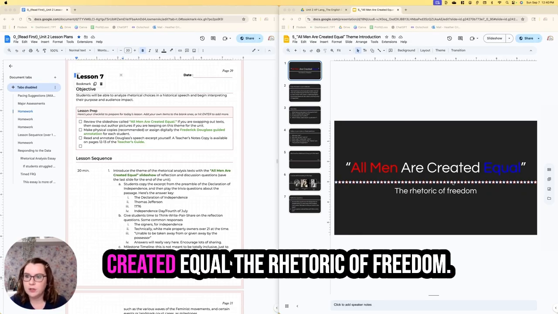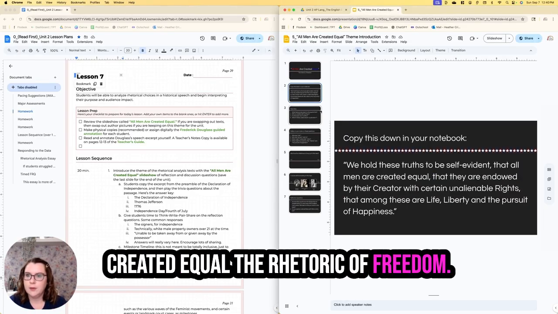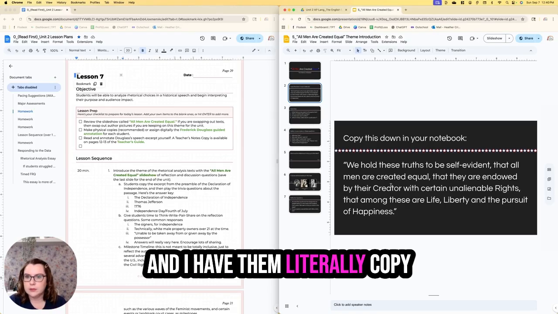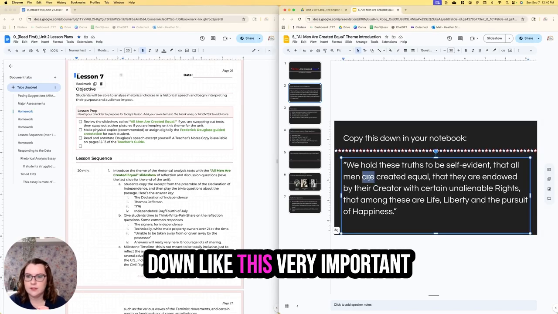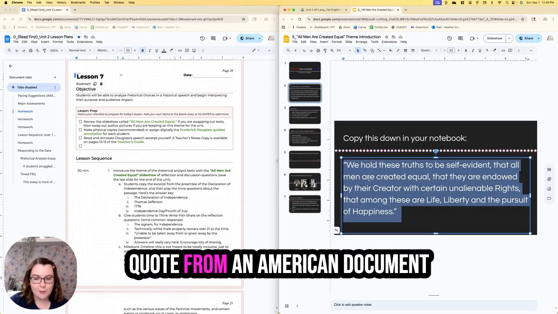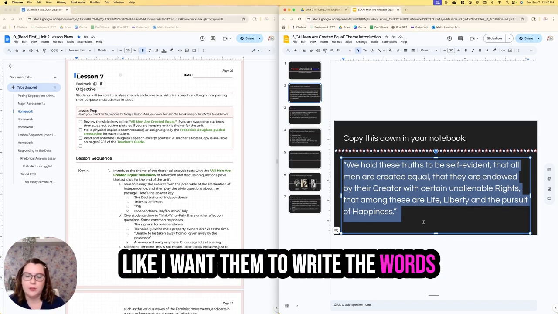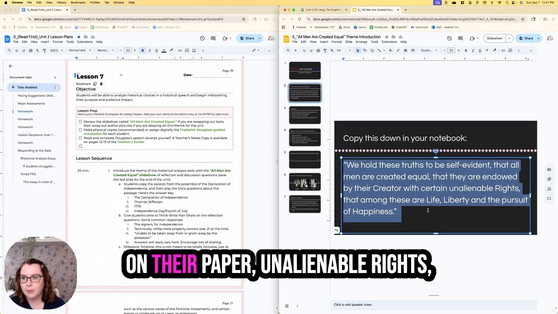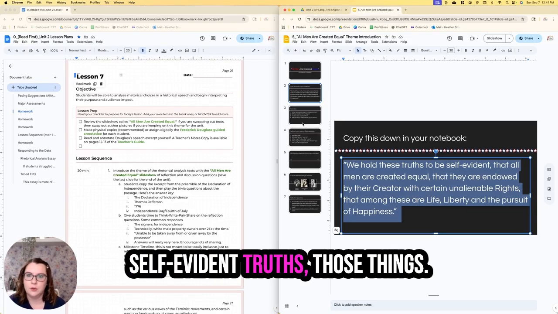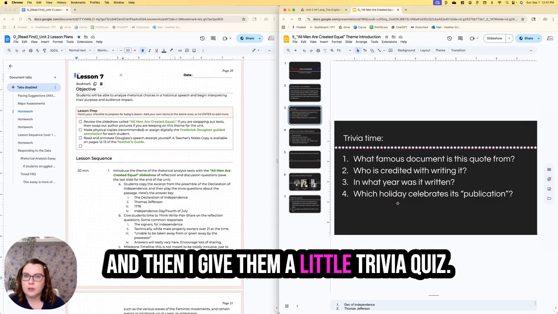I call it All Men Are Created Equal, the Rhetoric of Freedom. I have them literally copy down this very important quote from an American document into their notebook. I want them to write the words, hear them in their head, see them on their paper: unalienable rights, self-evident truths, those things. And then I give them a little trivia quiz.